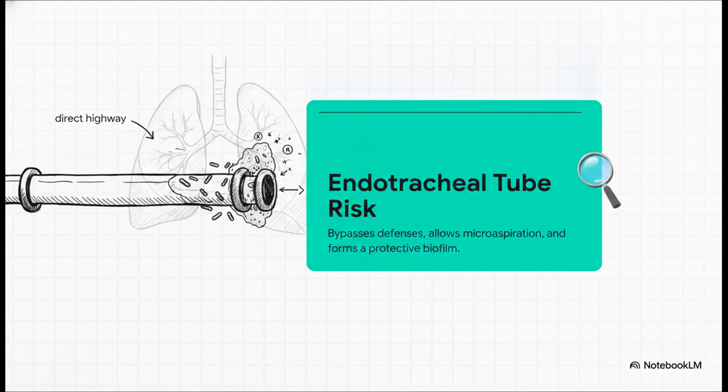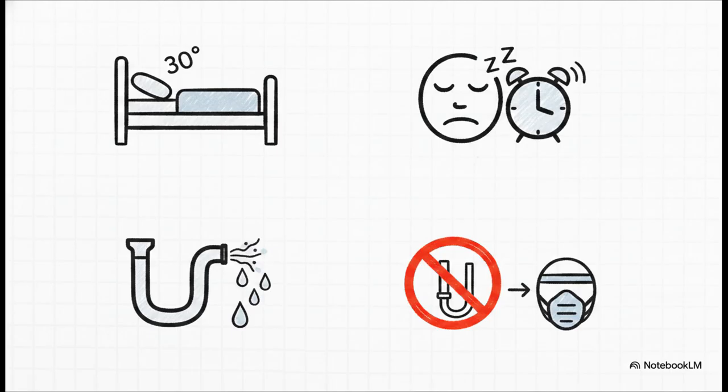And even worse, it forms a protective glycocalyx biofilm on the surface of the tube that literally shields the bacteria from your antibiotics. Because that tube is so incredibly dangerous, boards absolutely love testing prevention strategies. So seriously, drill this checklist into your mind. Keep the head of the bed elevated at 30 to 45 degrees, mandate daily sedation holidays, use subglottic secretion drainage, and above all else, avoid intubation if possible, and always aim for early extubation.